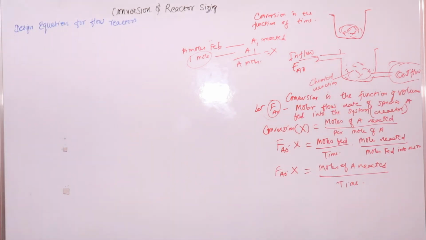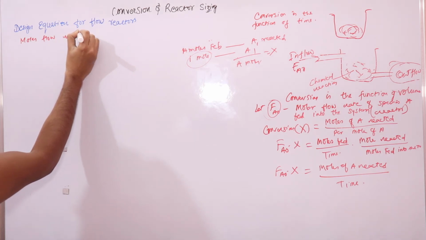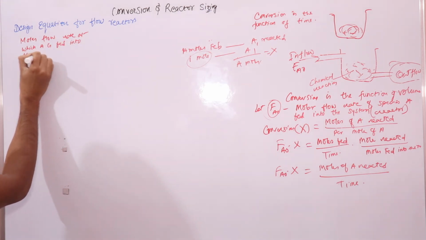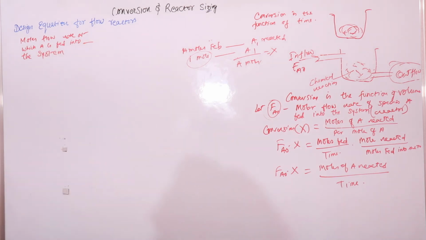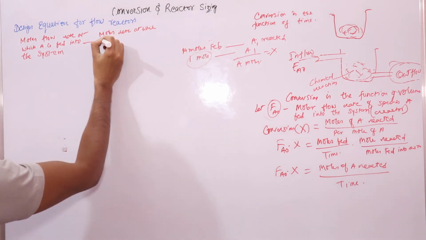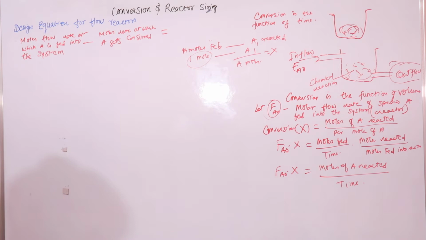So it's the mole flow rate at which A is fed into the system, minus the moles that undergo chemical reaction, or the mole rate at which A is consumed, is equal to the mole rate at which A leaves the system.